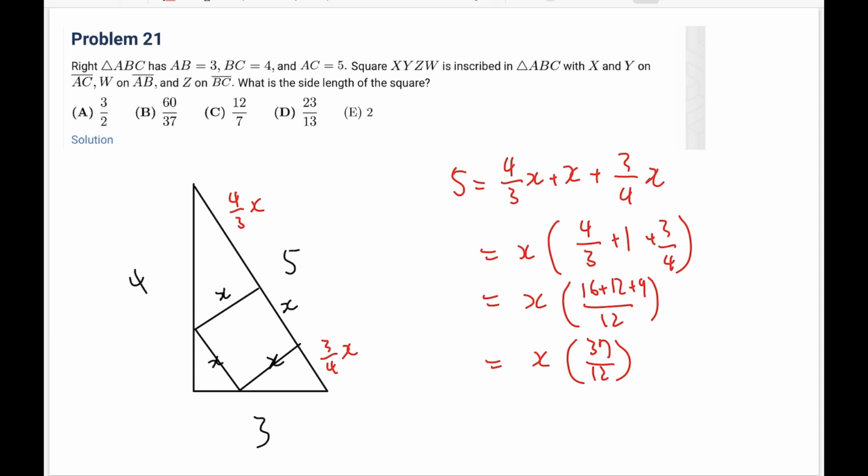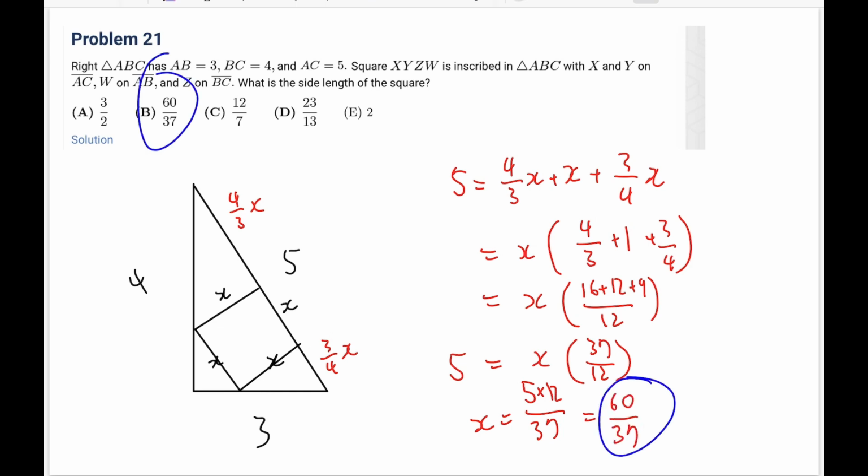So this is 5. x is 5 times 12 over 37. This is 60 over 37. So 60 over 37 is B.